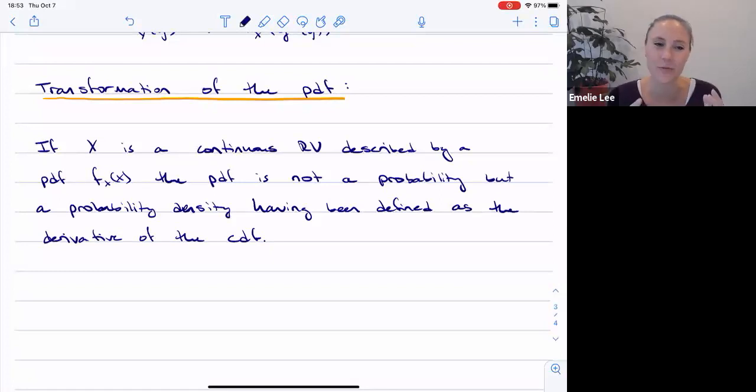Just like we had for the PMF, the probability mass function, to find the cumulative distribution function, what did we do? Well, we added up the probabilities up to and including some point, right? And so same thing with the probability density function.